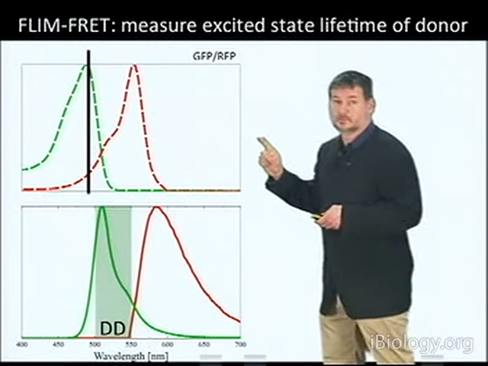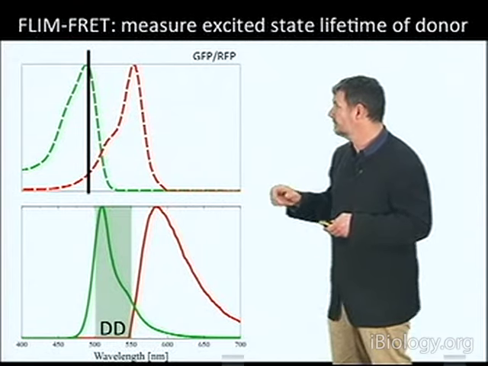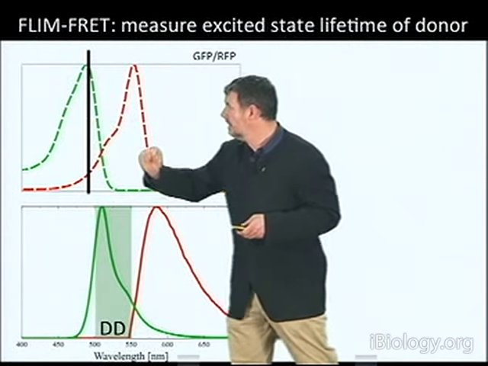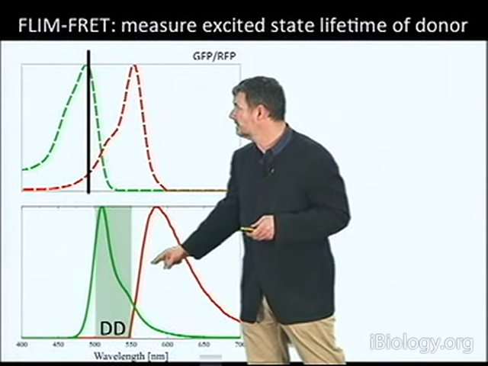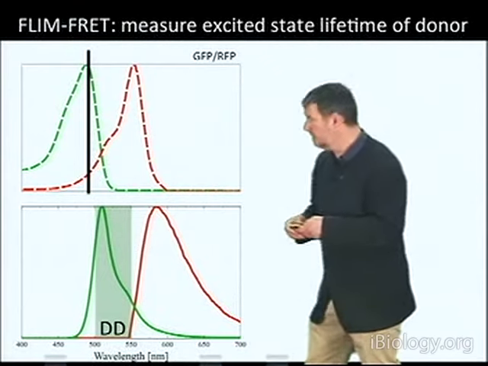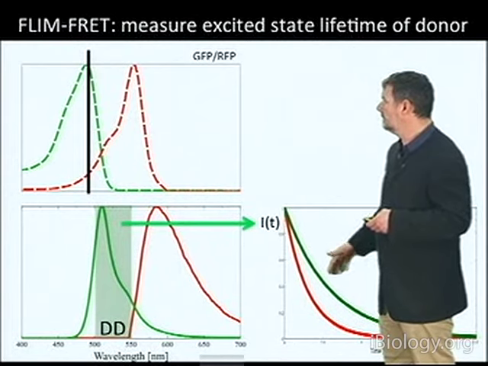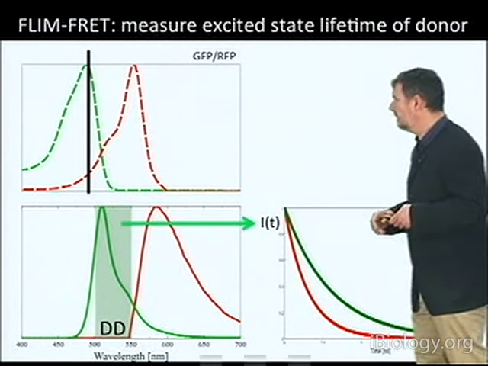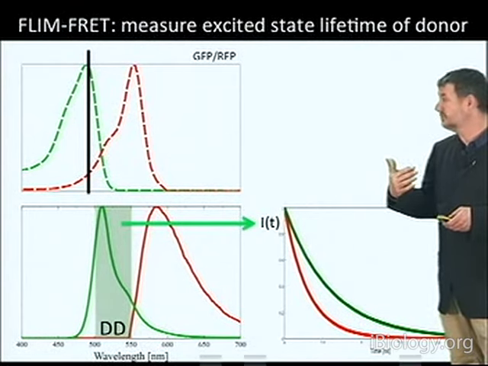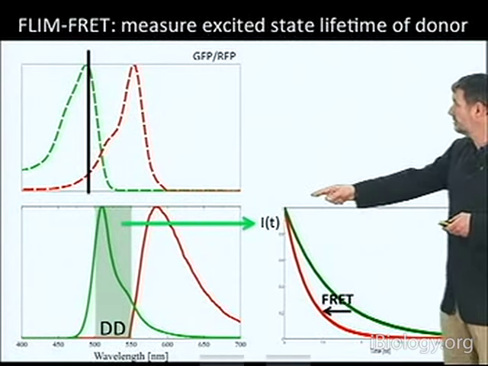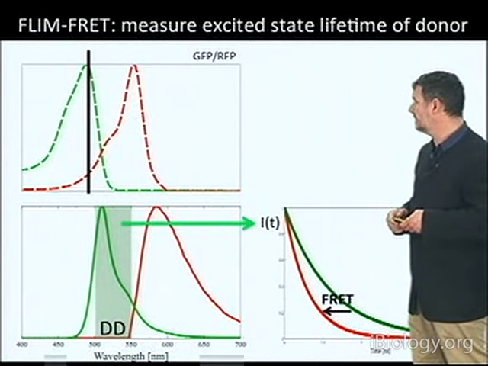So measuring FRET by fluorescence lifetime imaging microscopy, what we do here, we measure the excited state lifetime of the donor. So you excite the donor, and you measure the donor, which you can do specifically without seeing the acceptor. And instead of measuring the intensity, what we do is we measure the excited state decay as a function of time. And if you have FRET, you have an extra channel of non-radiative decay, so you depopulate the excited state faster, and that means you will always get a shorter or a more rapid decay, which means a shorter lifetime.